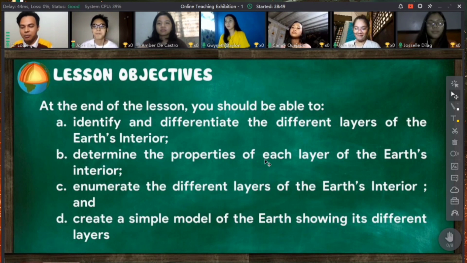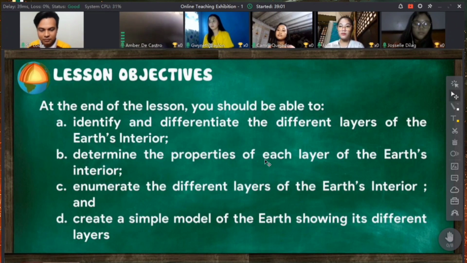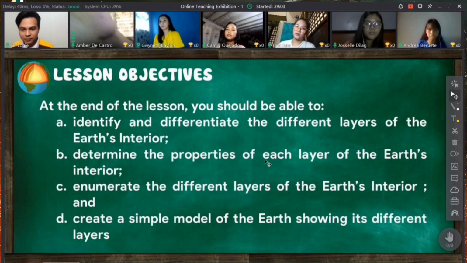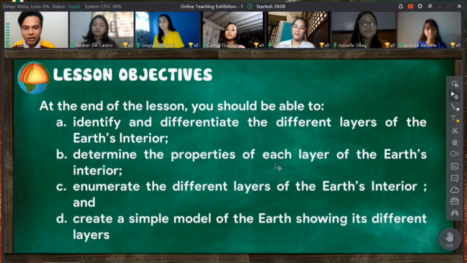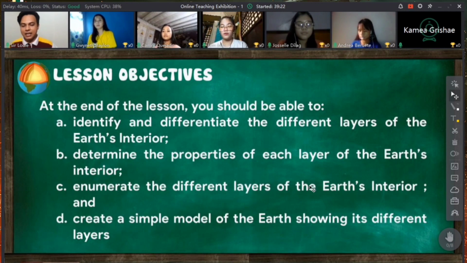Okay, so how about objective letter C? Amber. Enumerate the different layers of the Earth's interior. Okay, so how about objective letter D? Camry. Create a simple model of the Earth showing its different layers. Okay, so basically these are the objectives that we have to attain after this lesson.